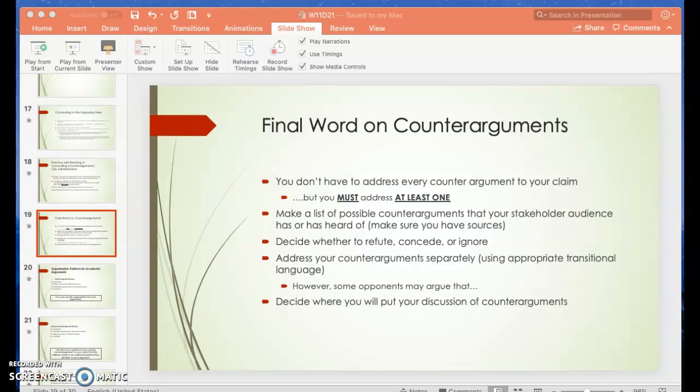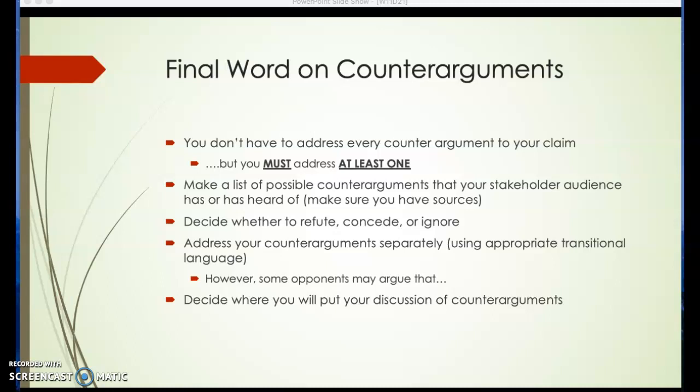This one's going to be a little bit longer just because we're talking about really important elements of your final research argument. So, picking up where we left off, once you have decided whether you're going to refute or concede to that counter argument, then you'll want to decide where you're going to put your discussion of counter arguments.